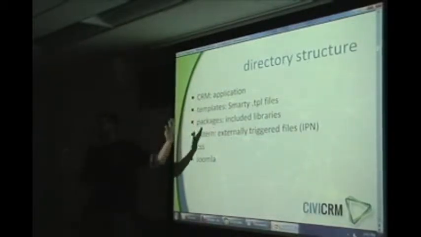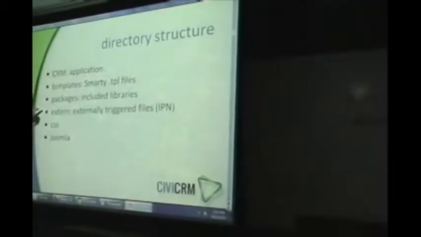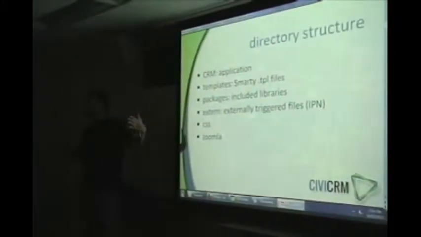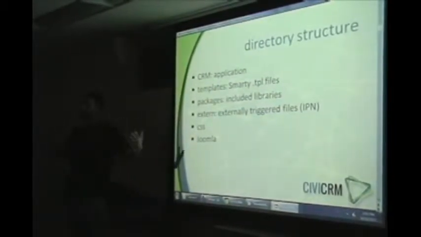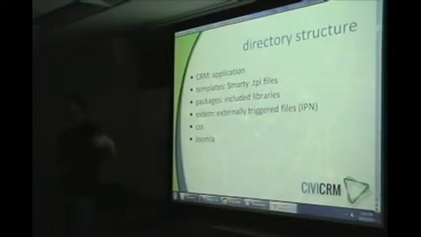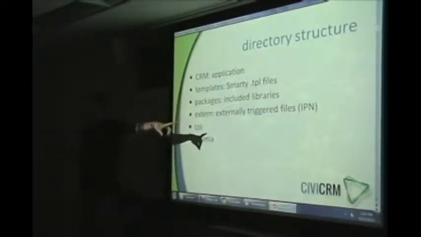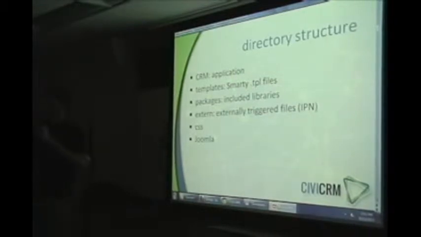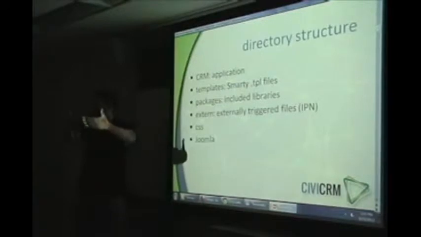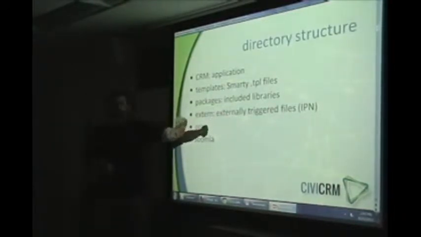You've got a templates folder, which, surprise, surprise, has all of your Smarty templates in it. You've got a packages folder, which includes all the libraries that Civi ships with. So if you've got to reference an external library, if you want to throw another jQuery plugin in or something like that, you could do it there. Extern has some externally triggered files. This is like IPN and pingbacks if you're using payment processors. Typically you run a transaction that communicates with PayPal, and then PayPal will communicate back to the system, and it does it through these externally referenced files.